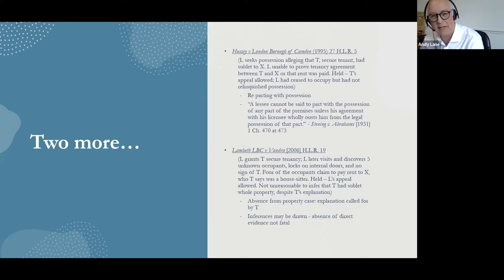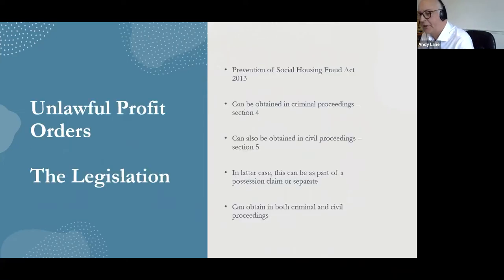And as I said at the start, if you look at the next slide, Raj, we actually have unlawful profit orders which are clearly set out in the Prevention of Social Housing Fraud Act of 2013. And in essence, what they're doing is saying, first of all, what is the period of your subletting? Once you determine that, what have you actually paid during that period? And then you say, okay, and what did you actually receive?